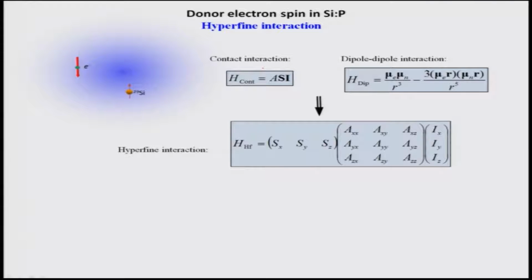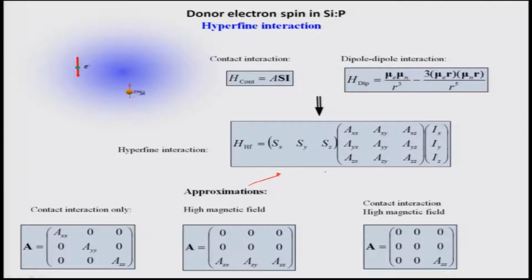The hyperfine interaction essentially is a result of two different interactions. One is due to the contact interaction, another one is due to the dipole interaction, giving rise to a final composite hyperfine interaction, which is given by a matrix as shown here, and they will essentially give rise to the spin conditions of the electron being changed.